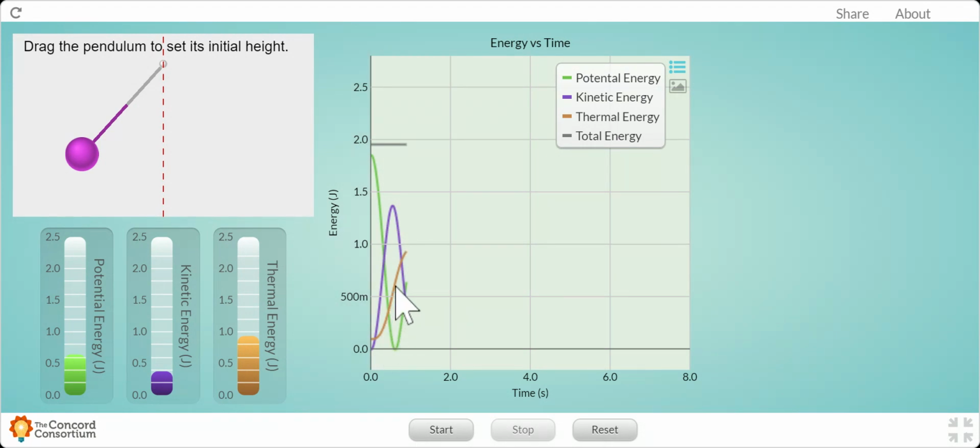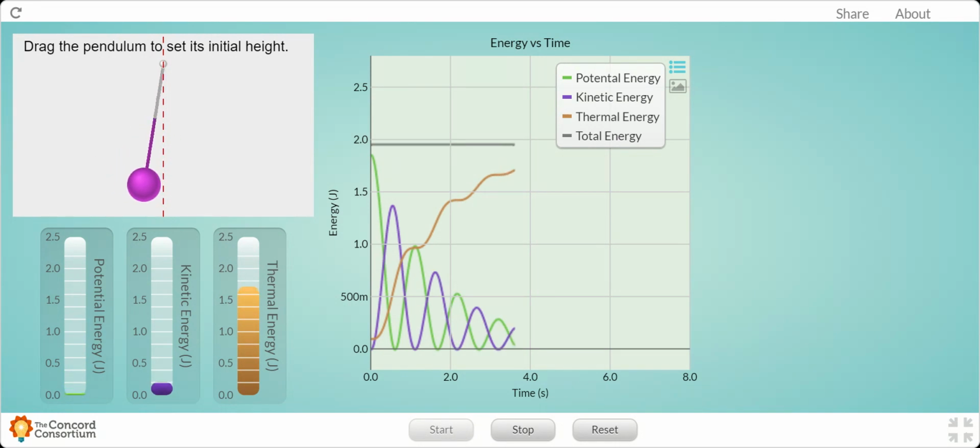Thermal energy is the orange line. Thermal energy is heat being transferred from the pendulum to its surroundings as it swings. If we let this simulation play until the pendulum stops swinging, you'll notice a few things. One is that potential energy and kinetic energy alternate. When one is high, the other one is low. The other thing you'll notice is that the amount of thermal energy continues to increase, while the amount of potential and kinetic energy overall decrease. However, the gray line, showing total energy, stays the same.